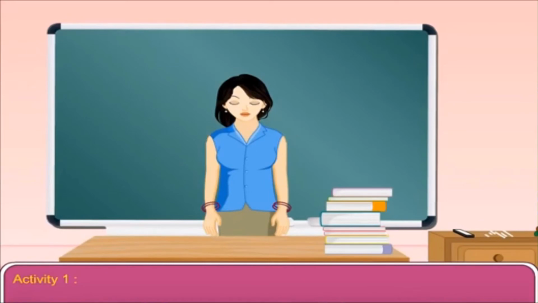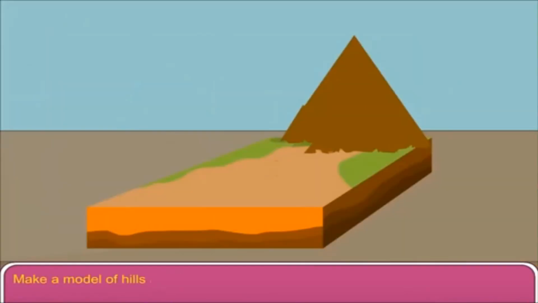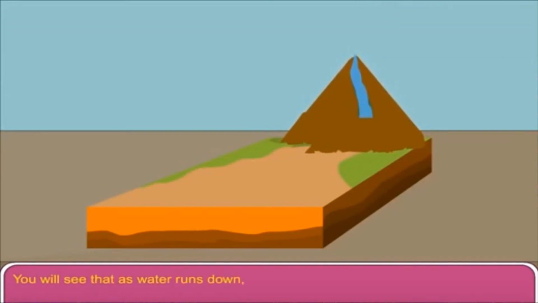In activity 1, we see how soil erosion occurs with water. We have this model of a hill, and it is covered with a layer of soil. We will start by pouring water onto the hill. Now, if you notice, you will see that the water comes down along with the soil.